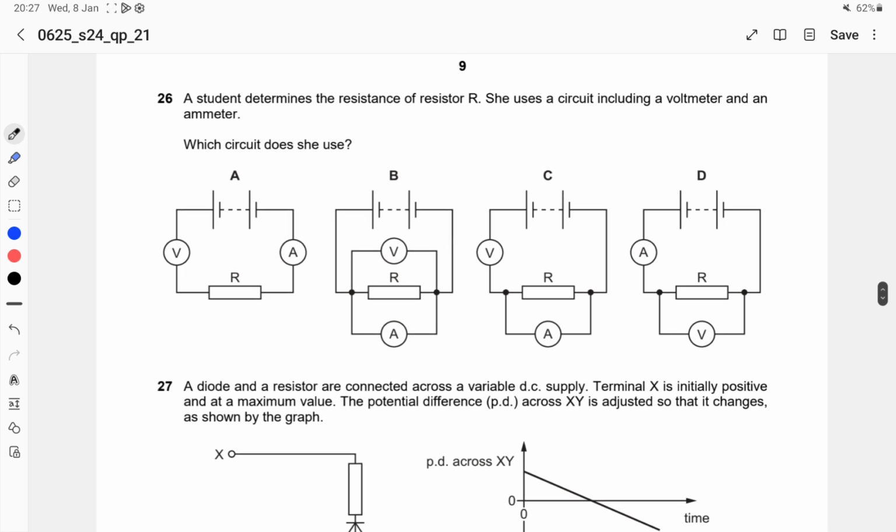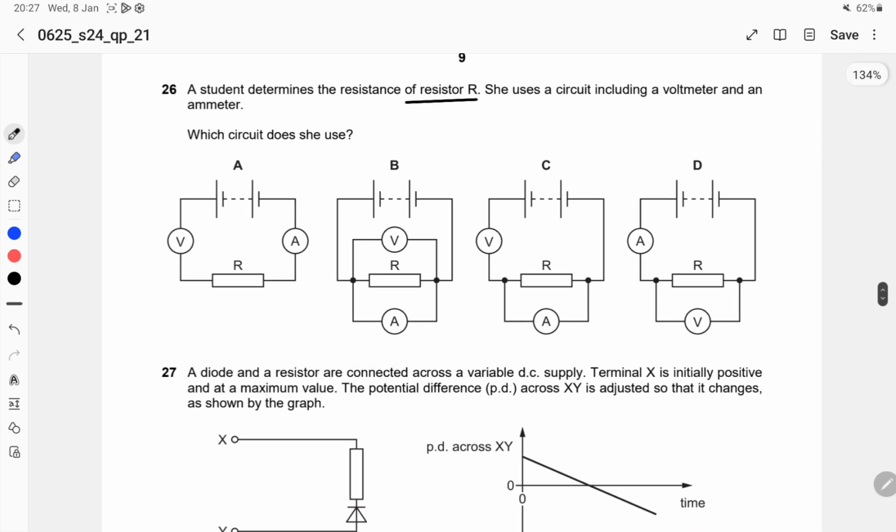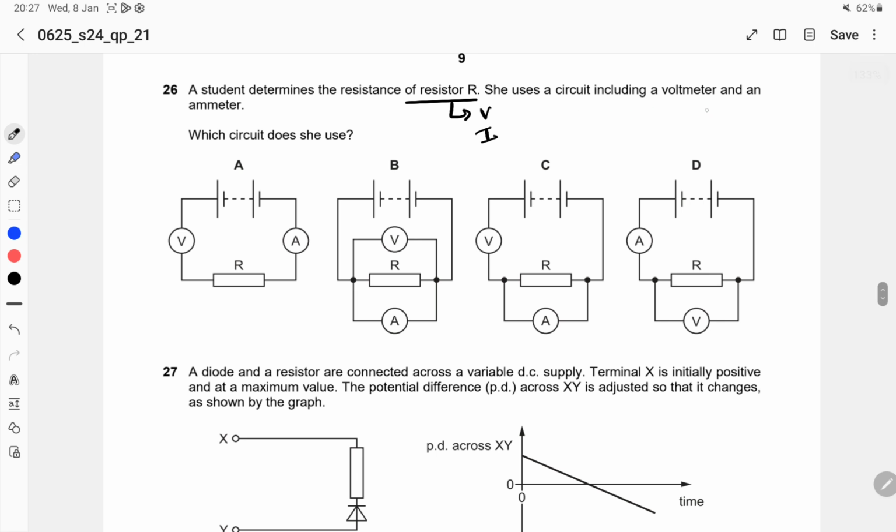Now 26th. A student determines the resistance of resistor R. If you're determining the resistance of resistor R, you use Ohm's law, which means you need voltage across it and you need the current flowing through it. She uses a circuit involving voltmeter and ammeter, very obvious. Now voltmeters are always connected in parallel, ammeters are connected in series. So voltmeter parallel, ammeter series, there is only one circuit that gives me the answer. Be clear? This is wrong. Ammeter cannot be connected in parallel. All the current will flow through this ammeter.